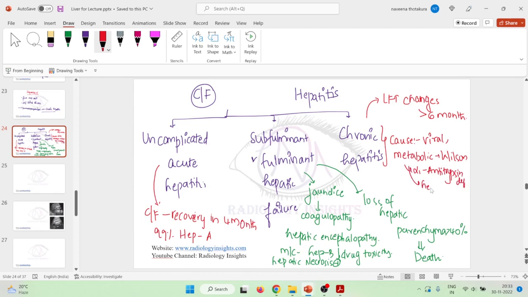There can be hemochromatosis also. Similarly, there can be autoimmune conditions responsible for chronic hepatitis, or drug-induced conditions. So chronic hepatitis can occur due to viral causes or metabolic causes like Wilson's disease, alpha-1 antitrypsin deficiency, hemochromatosis, autoimmune causes or drug-induced causes. These are the common causes of chronic hepatitis.